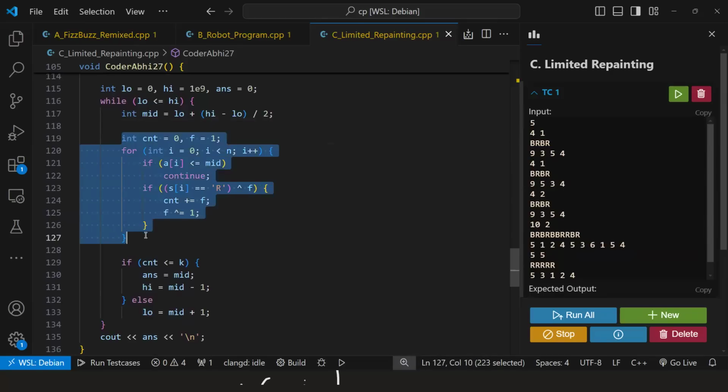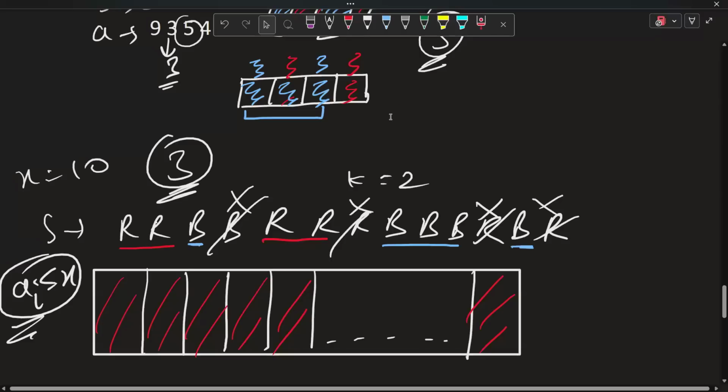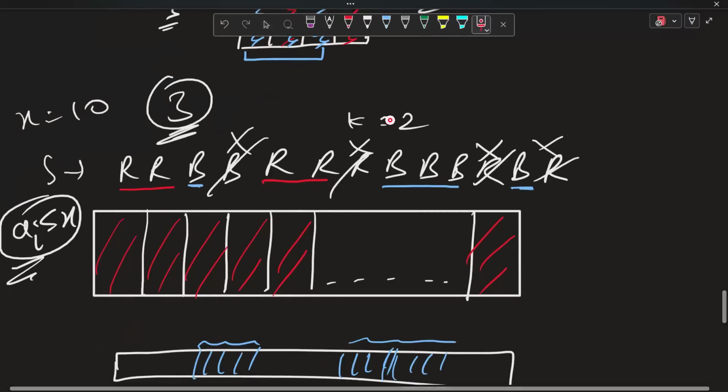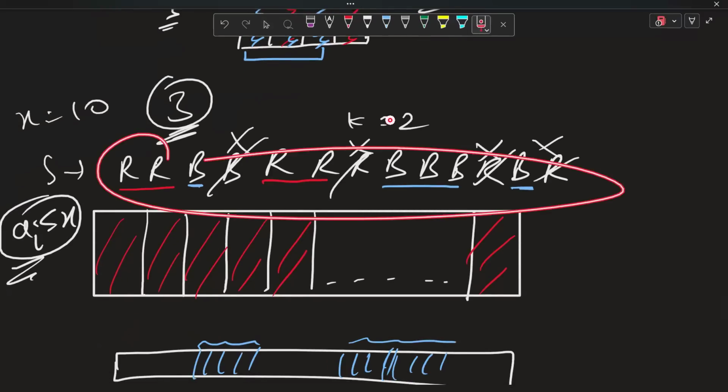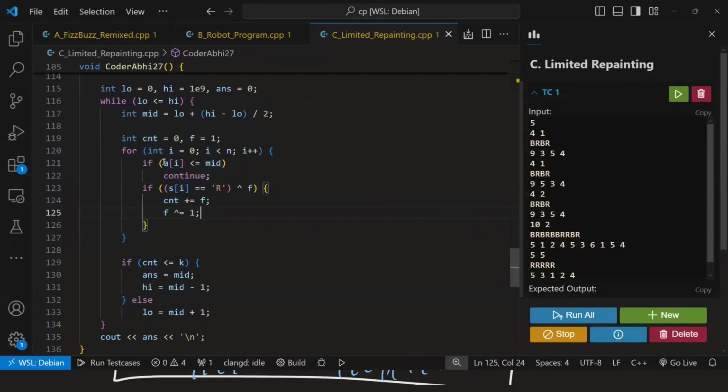I apply my check function, where I count the minimum number of operations required for my given array with a given value of mid, which I'm calling X. So how many times I'm changing from red to blue is the minimum number of operations required. Okay, so how do I check this? If A[i] is less than or equal to mid, I just ignore it.